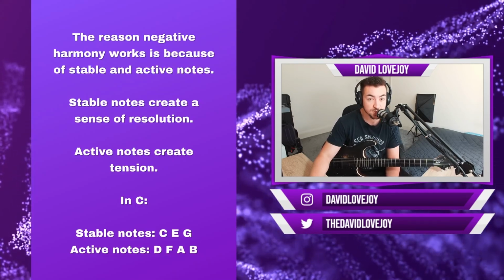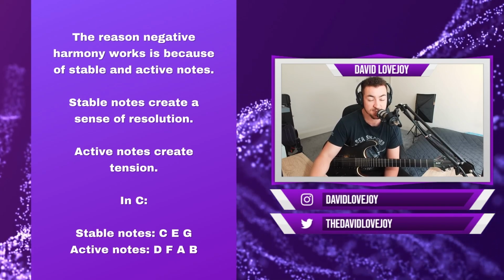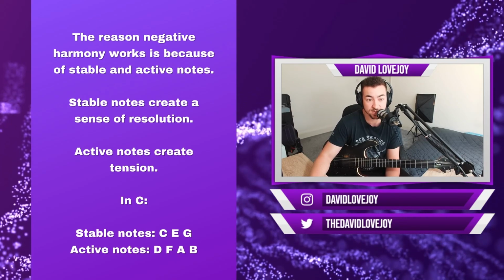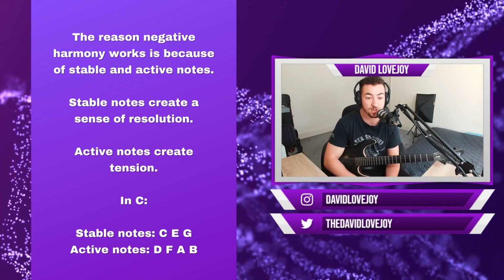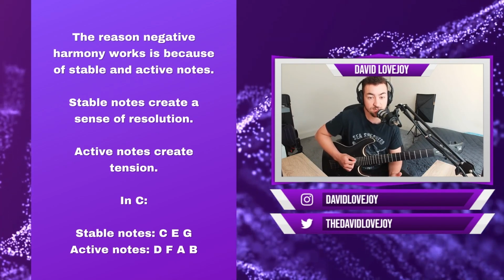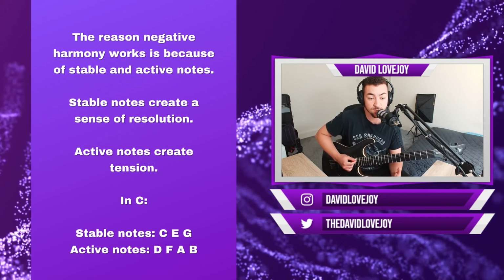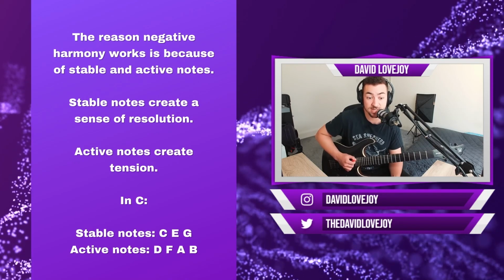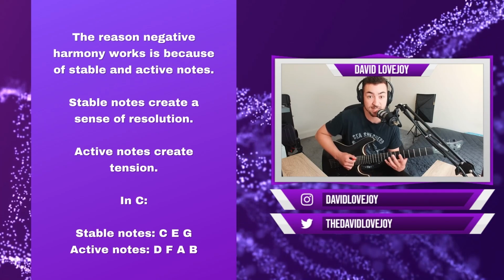Now, the real interesting thing about negative harmony is it works because of stable and active notes in our key. Stable notes create a sense of resolution in our key, and active notes create tension. For example, in the key of C, the stable notes are C, E, and G. That's the basic C major triad.